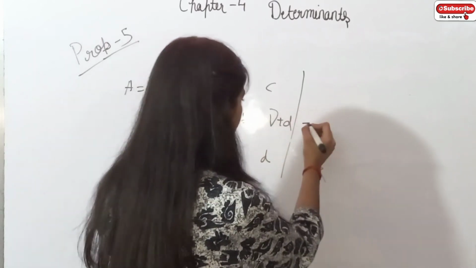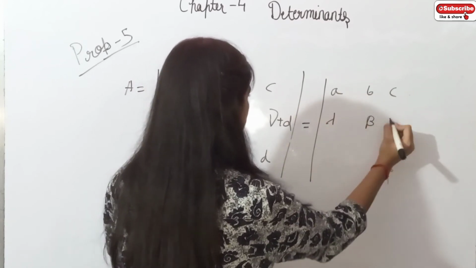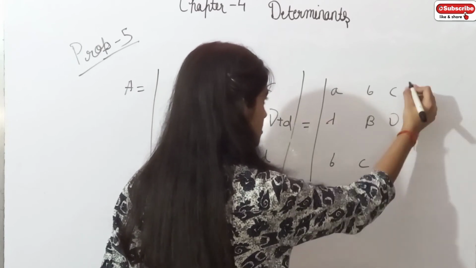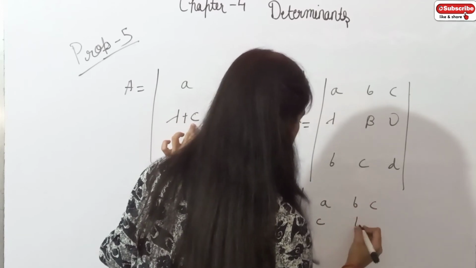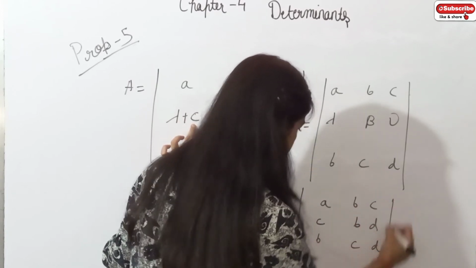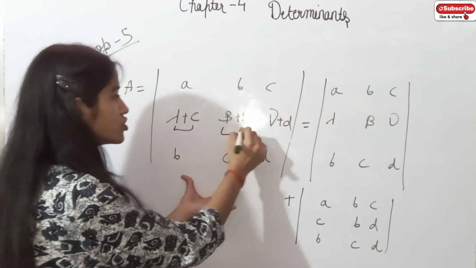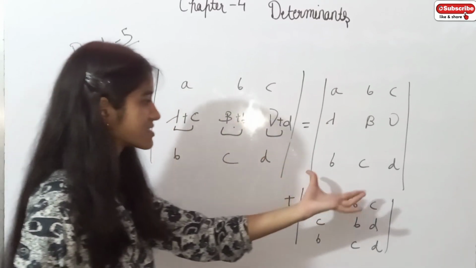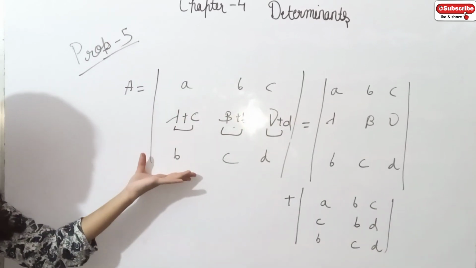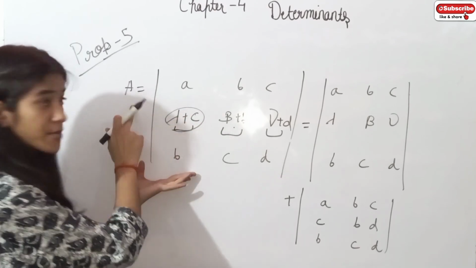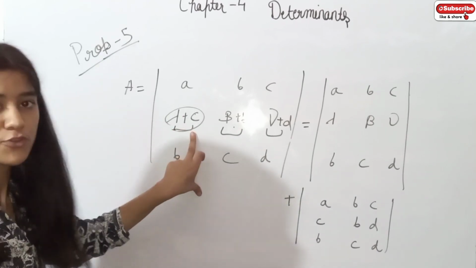Then this value can be expressed as the sum of two determinants: lambda, beta, gamma, B, C, D plus A, B, C, C, B, D and B, C, D. It means that if our determinant is expressed as the sum of two or more than two terms, then its determinant can be expressed as the sum of two or more than two determinants. Here the determinant A is in the sum of two or more than two terms.